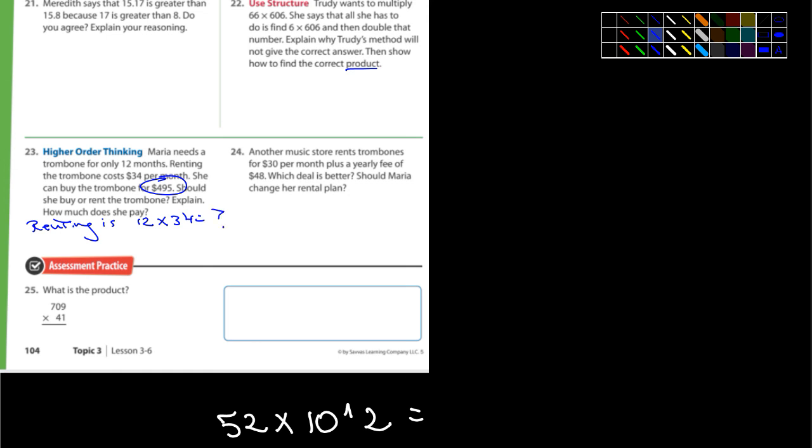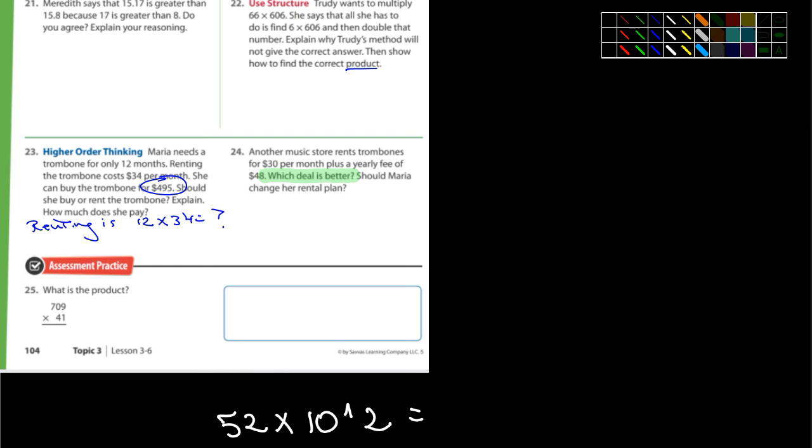Number 24, another music store rents trombones for $30 a month plus a yearly fee of $48. Which deal is better? Okay. And should she change her rental plan? So there's two questions here.